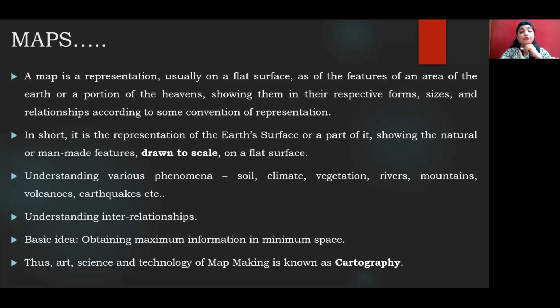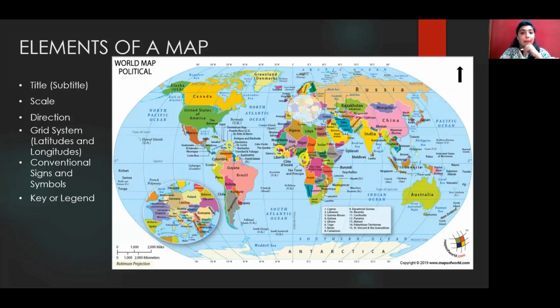Hence, bringing us to a very important definition, which we call cartography. Cartography is defined as the art, science, and technology of map making. In traditional times, it was always defined as the art and science of map making. But with the recent developments in the IT sector, it has now been included as the art, science, and technology of map making.